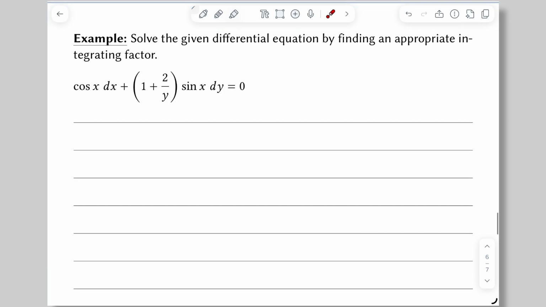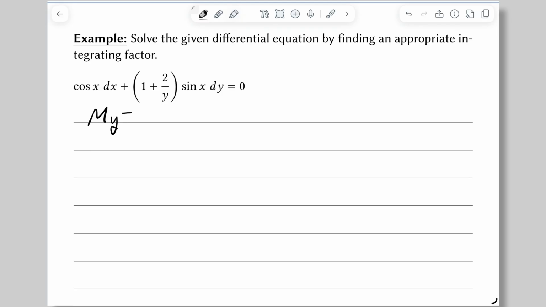Next up, we have an equation that actually turns out it's not exact, but we are told to use an appropriate integrating factor. We'll get to that, but let's go ahead and see that this is not exact. We have cosine of x dx plus the quantity of 1 plus 2 over y times the sine of x dy is equal to 0.